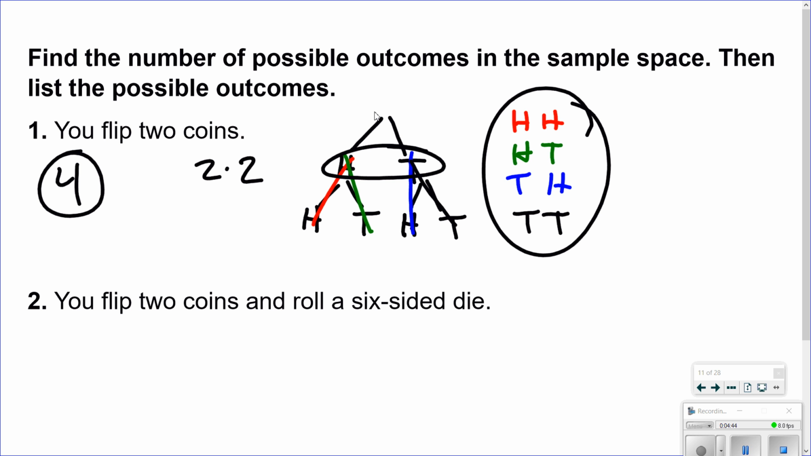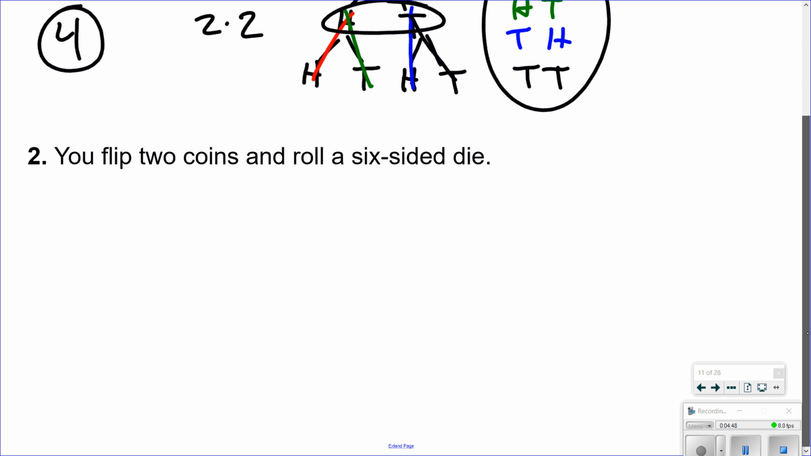Hey, flip 2 coins and roll a 6-sided dice. I'm not going to make the tree diagram for this one. It's going to be really big. It's going to look something like this: heads, tails. Then for the second event, heads, tails, and then you're rolling the dice. So for each of those, there are 6.